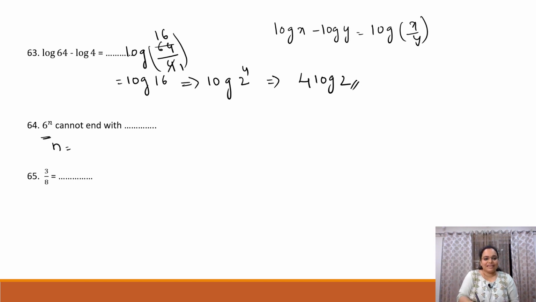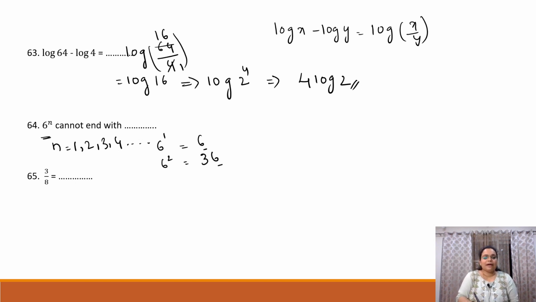Okay, so the next one is 6 power n cannot end with... If n is a natural number, for 6 power n, for the natural numbers n, it will end with 6. Okay, it will end with 6.